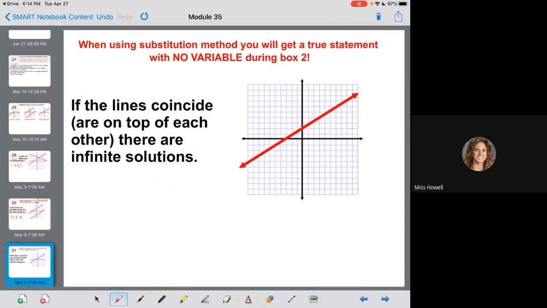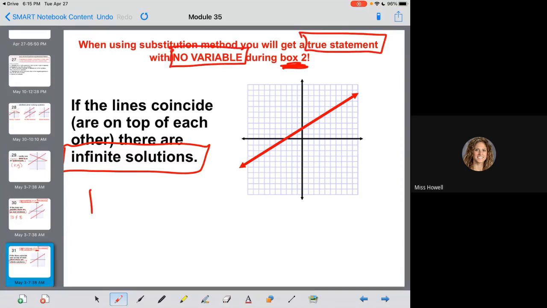We can also have a line that coincides with another line. Fancy way of saying a line on top of a line. When that's the case, there are an infinite amount of solutions. Remember, that is not the same as all real, so make sure you're specific when saying infinite, not all real. And the way that I can tell when I'm working through my boxes of work is in box number 2, I'm going to end up with a true statement that does not have a variable, something like 10 equals 10. That's true, which leads me to an endless amount of solutions, called an infinite amount of solutions.